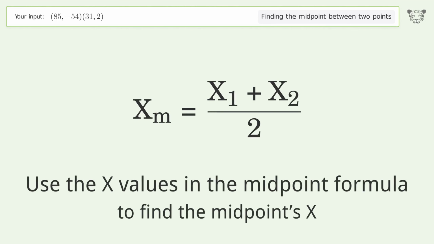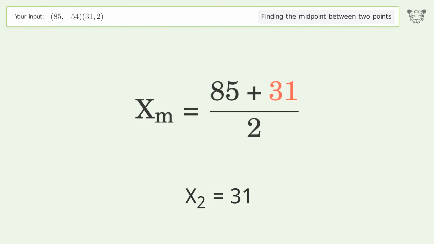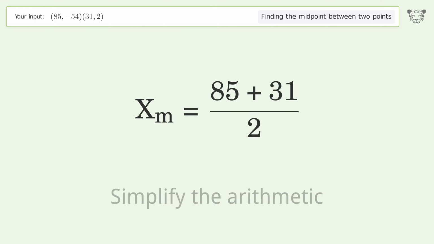Use the x values in the midpoint formula to find the midpoint's x. x1 equals 85. x2 equals 31. Simplify the arithmetic.